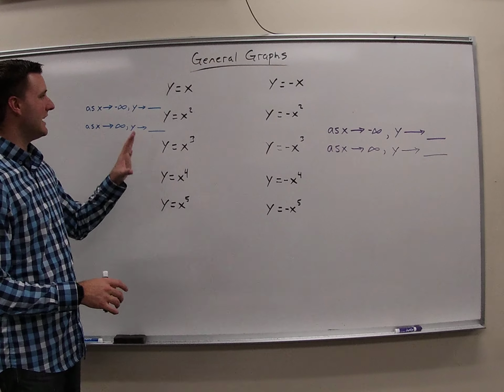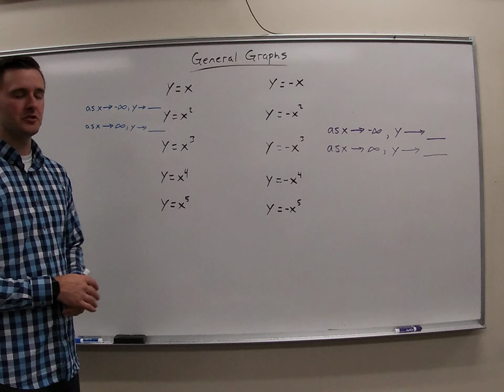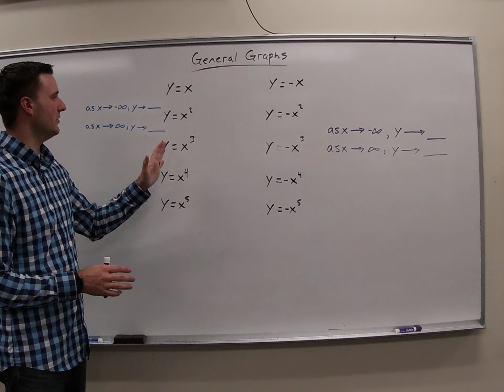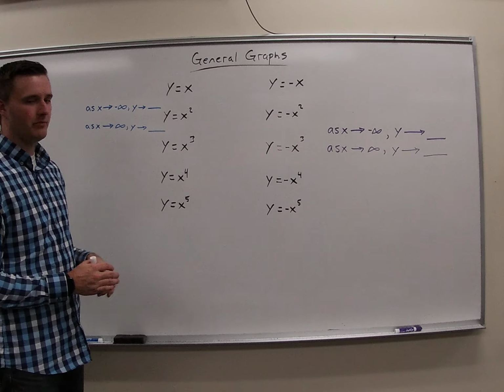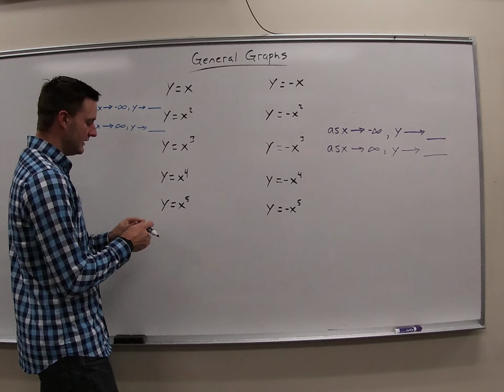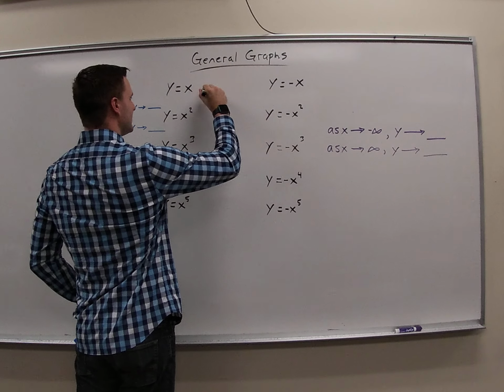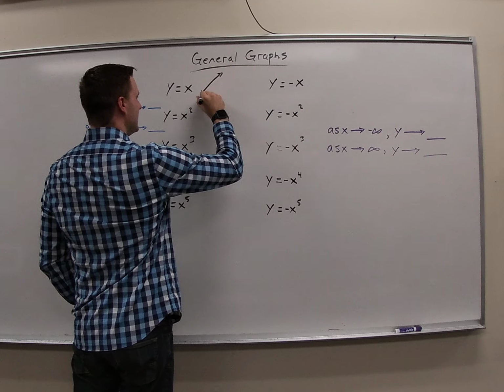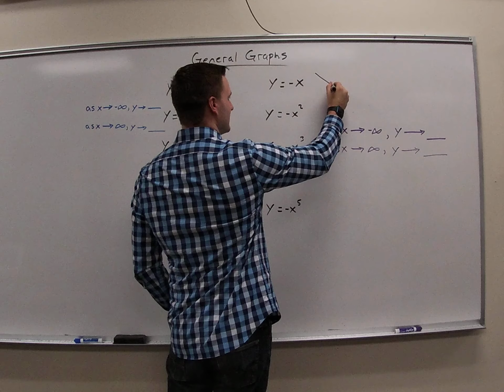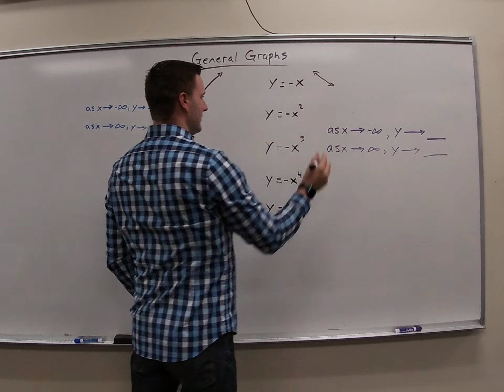All right, today we're going to look at general graphs, kind of the parent functions. When we see these highest exponents, 1, 2, 3, 4, and 5, what does the general shape of the graph look like? So we know linear, so y equals x. Because that's positive, we're going to be increasing like we're walking up a hill. If it's negative, we're going to be decreasing like we're walking down a hill.